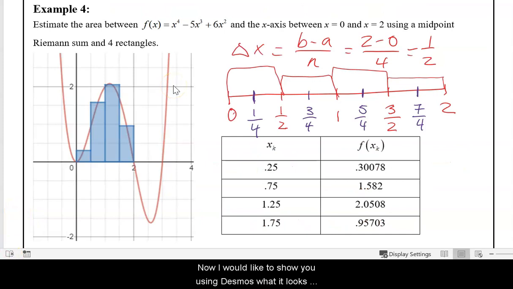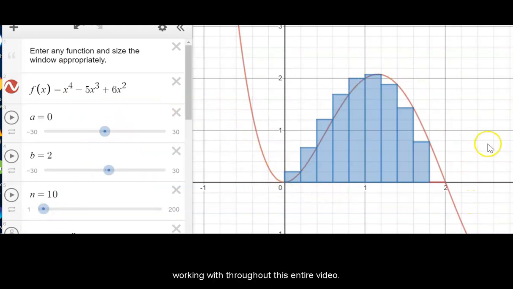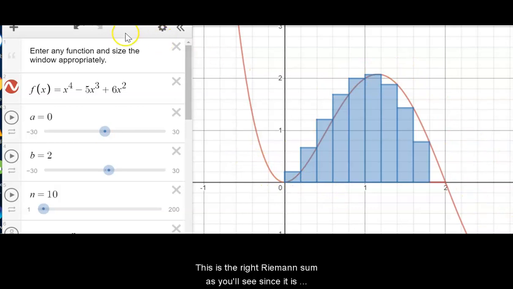Now I would like to show you, using Desmos, what it looks like on the actual function to create different numbers of boxes and approximate the area under the curve with Riemann sums. This is a blow-up of the same function that we've been working with throughout this entire video. This is a right Riemann sum, as you'll see, since it is the right endpoint of each rectangle that touches the curve and the function f of x. The function is given here.